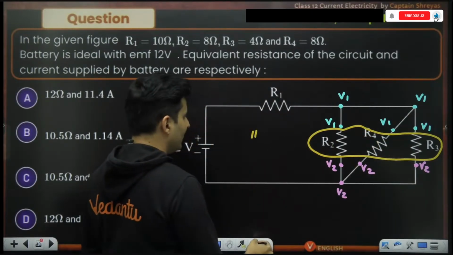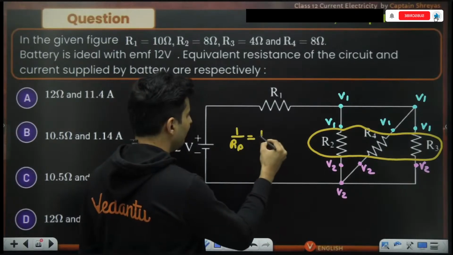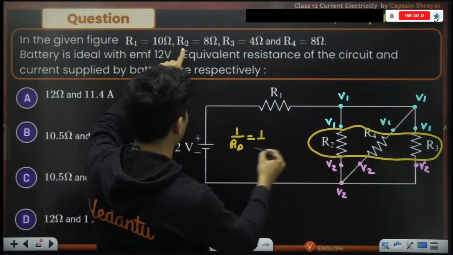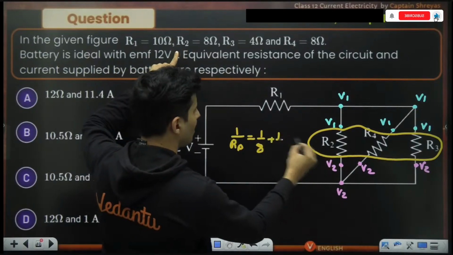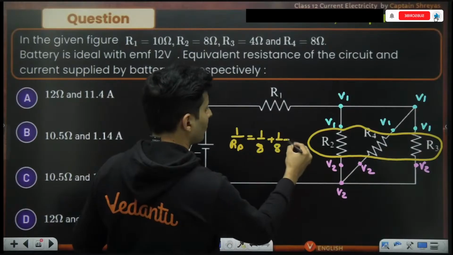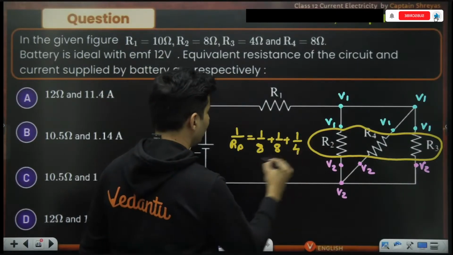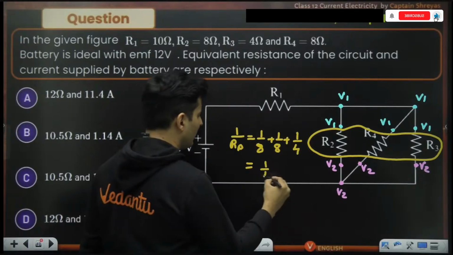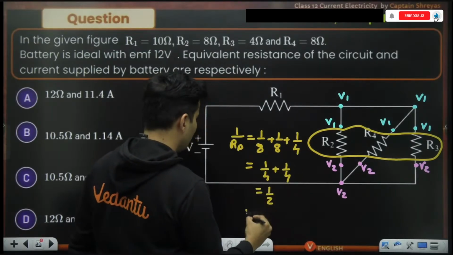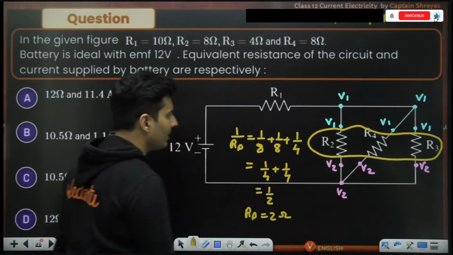So, to find that equivalent combination, 1 by Rp will be 1 by R2, R2 is 8, plus 1 by R4, R4 over here is also 8, and R3, R3 is 4, so this is 1 by 4. 1 by 8 plus 1 by 8 is 1 by 4, plus 1 by 4, which is 1 by 2. So, therefore, equivalent resistance is 2 ohms of these three.